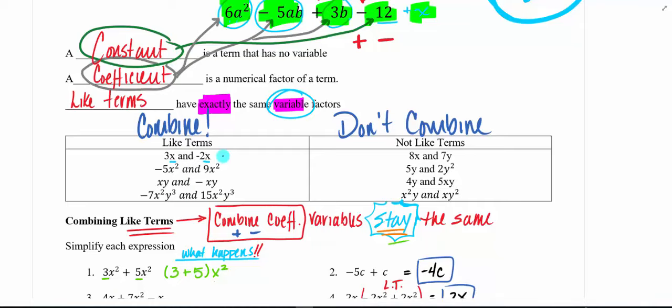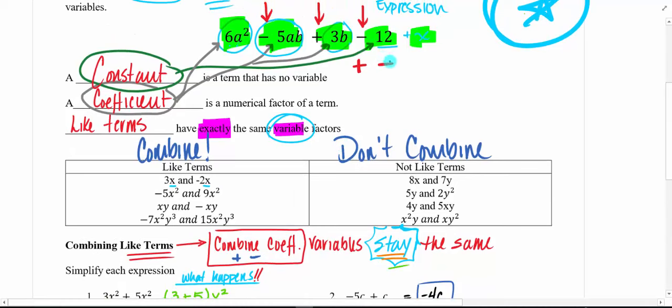What does that mean to put them together? Well, remember that terms are separated by addition and subtraction. It means you're going to add or subtract them depending on what their sign is. Okay, looking at the next one over here. Negative 5x squared and 9x squared. Again, doesn't matter about the negative 5 and the 9. All we care about is that it's x squared exactly.